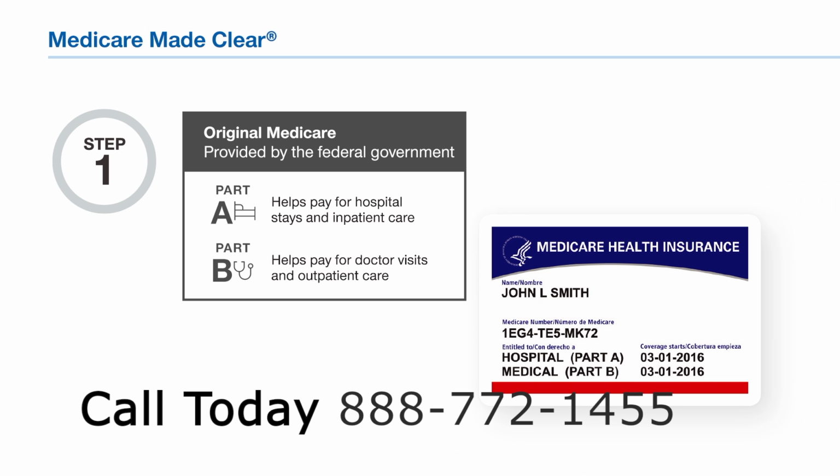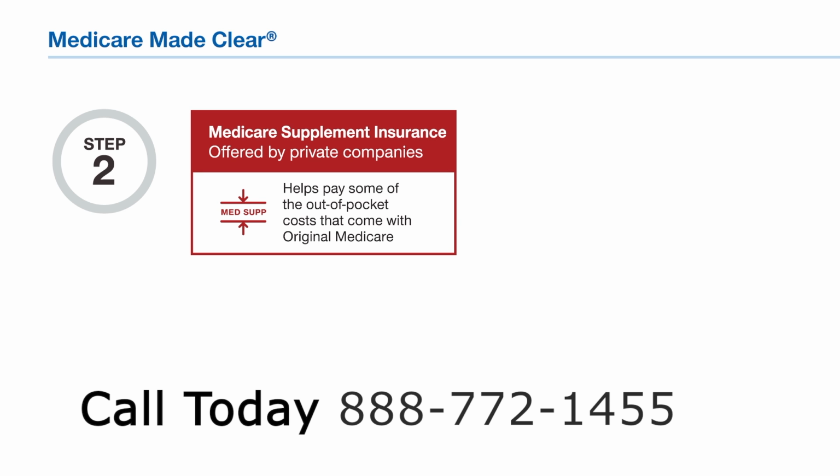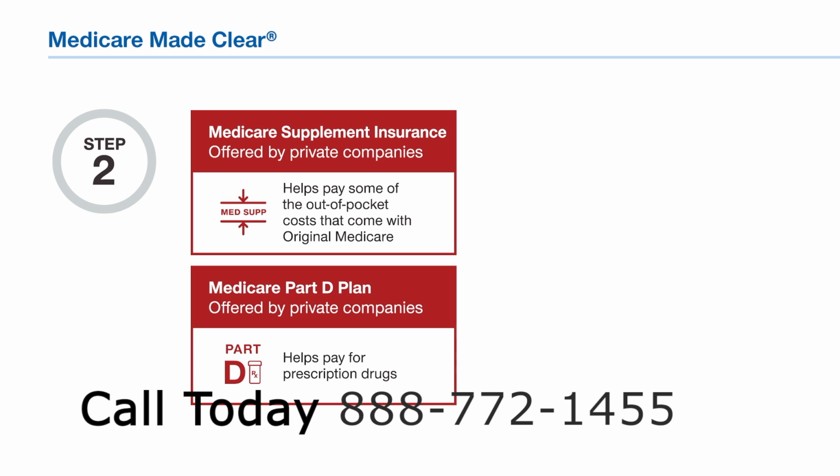Once you've enrolled, the next step is to think about your individual needs and decide if you'd like more coverage than Original Medicare. If so, one option is to add a Medicare Supplement Insurance Plan, which helps pay some of the costs not covered by Original Medicare. You can also add a standalone Part D plan, which provides prescription drug coverage.